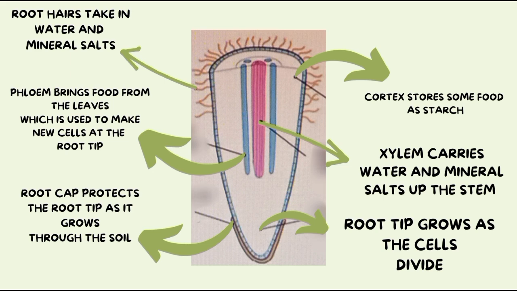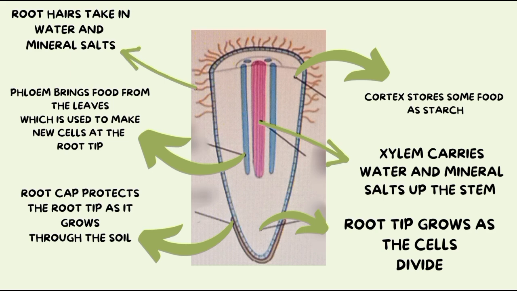The main functions of phloem are transport of sugars, transport of other organic compounds, and storage. The root cap is a protective structure at the tip of a plant root. Its primary functions are protection of the root tip, facilitating root growth, gravitropism, and the last one is regeneration. Besides, the cortex stores some food as starch, while the xylem carries water and mineral salts up the stem.